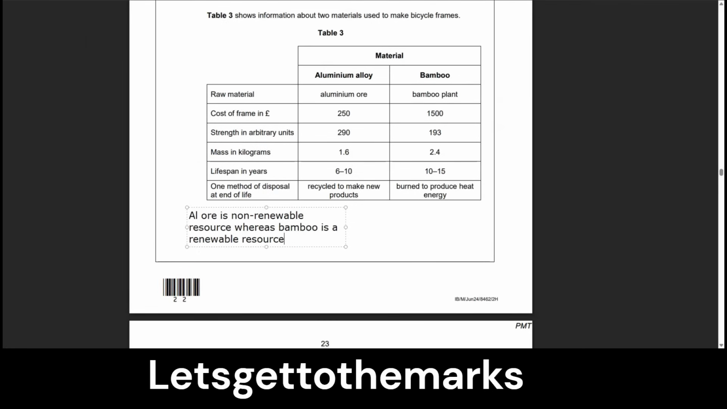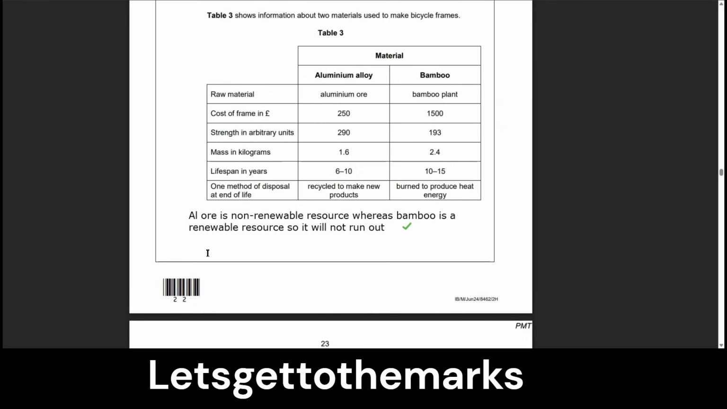So that one wasn't really told in the table. You had to work that out just by looking at it. That's a plant, that's an aluminium ore. So this one I'm not expecting everybody to get. Aluminium ore is a non-renewable resource, whereas bamboo is a renewable resource, so it will not run out. So that is a big fat tick in favor of using bamboo.